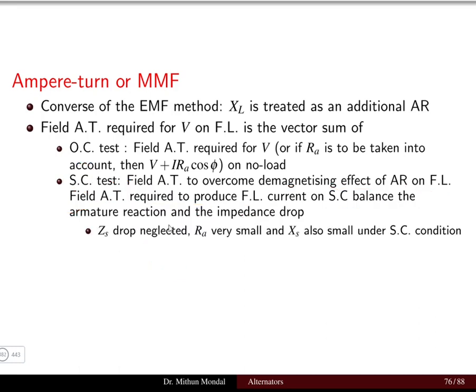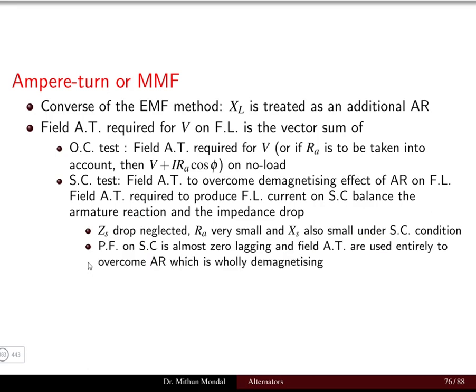So here ZS drop is neglected because armature resistance is very small. Since armature resistance is very small and XS is also small under the short circuit condition, the ZS drop is neglected. Power factor on the short circuit is almost zero lagging, and the field ampere turns are used entirely to overcome the armature reaction, which is wholly demagnetizing in nature.